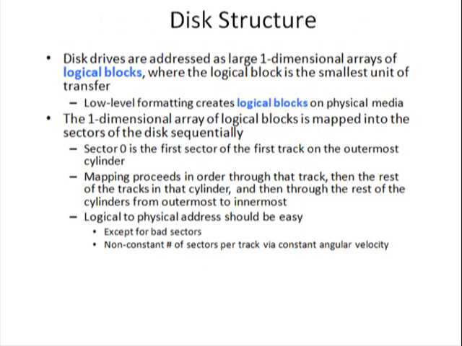Next we come to the disk structure. Disk drives are addressed as large one-dimensional arrays of logical blocks, where each logical block is the smallest unit of transfer. Generally, these logical blocks are formed by low-level formatting on the physical media. Sector 0 is the first sector of the first track on the outermost cylinder. Mapping proceeds in order through that track, then the rest of the tracks in that cylinder, and then through the rest of the cylinders from outermost to innermost.